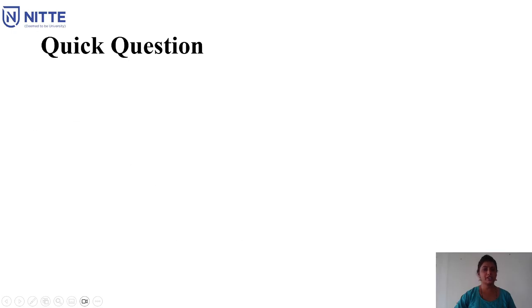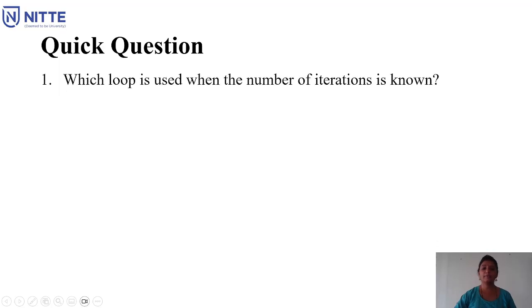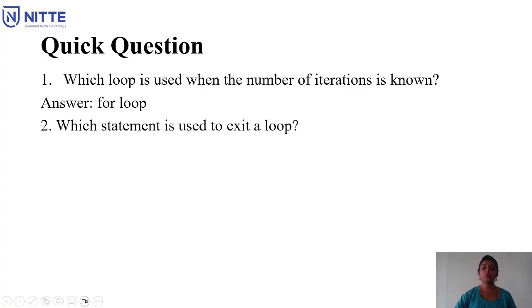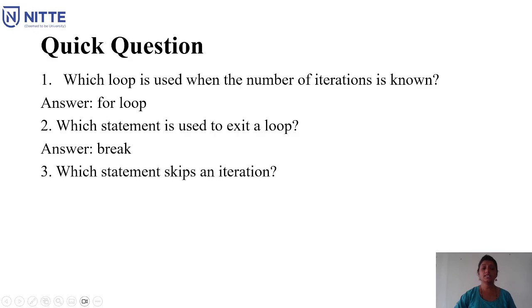Let's have a quick question. Which loop is used when the number of iterations is known? Answer, for loop. Which statement is used to exit a loop? Break statement. Which statement skips an iteration? Continue statement.